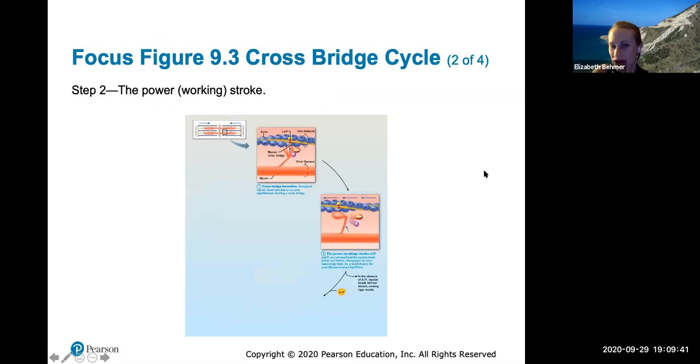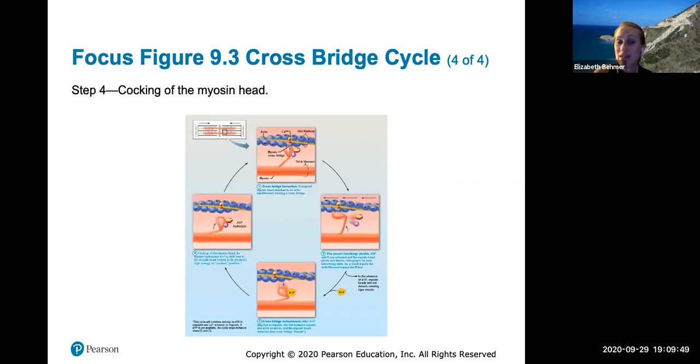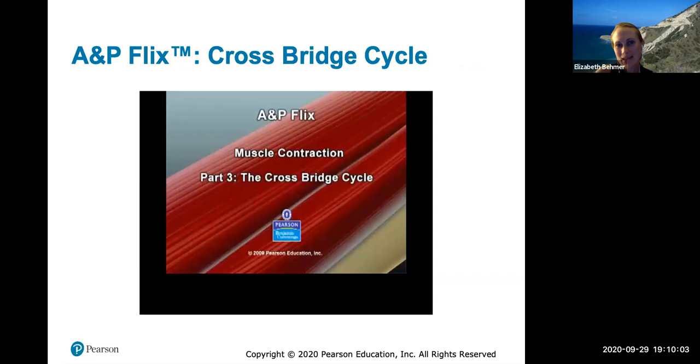The power working stroke refers to when myosin heads pull the actin past it. The cross bridge detachment occurs when ATP binds and is hydrolyzed or broken apart to cock the myosin head back into its high energy state to get ready to attach to the actin again when calcium is present. Animation on cross bridge cycle.